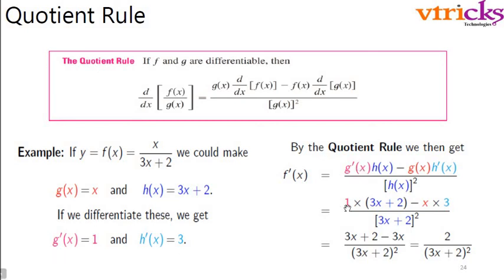You see g prime x is 1, h x is 3x plus 2, g x is x, and h prime x is 3. So we substitute these values and simplify this algebraic expression, and we'll get 2 by (3x plus 2) whole square. So this is how we use the quotient rule when the function consists of a fraction of two functions. We have one function of x in the numerator and another function of x in the denominator. In such a scenario, we use the quotient rule.